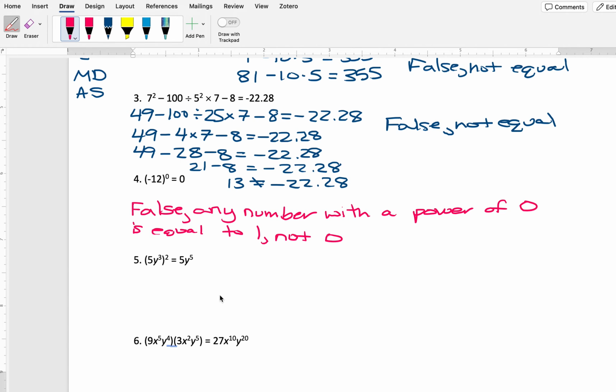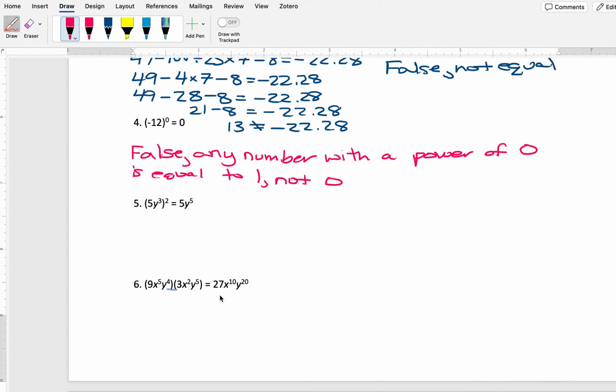All right, number 5. Again, we have an exponent situation here. We have 5y to the 3rd, that's squared, and does that equal 5y to the 5th? Well, remember that when we square something, we are multiplying it by itself. So 5y to the 3rd times 5y to the 3rd is 5y to the 3rd squared. So when we multiply these together, we have a total of 5 times 5, which is 25. And then we have 3 y's and 3 y's, so that's a total of 6 y's. So it's 25y to the 6th, which is not equal to 5y to the 5th.